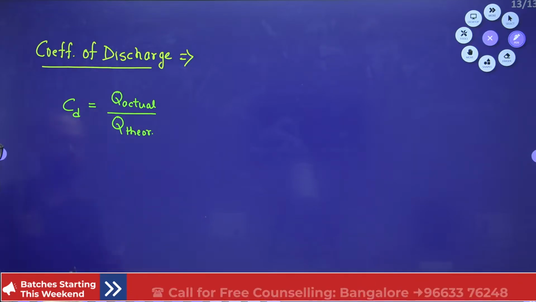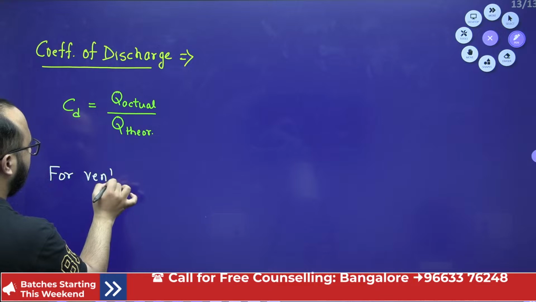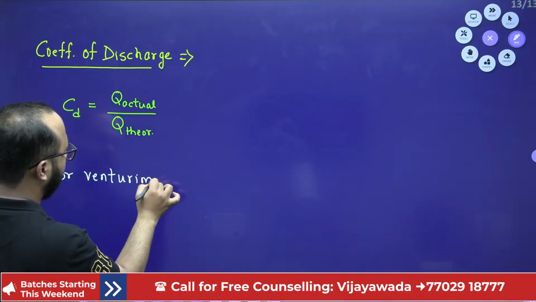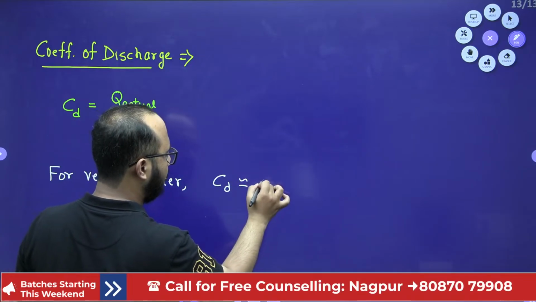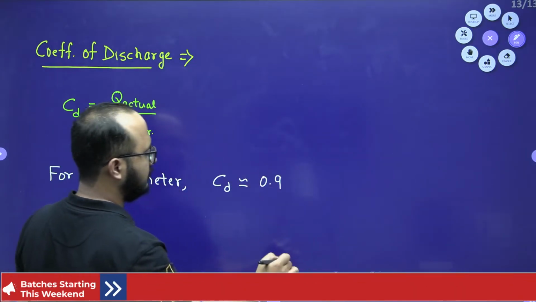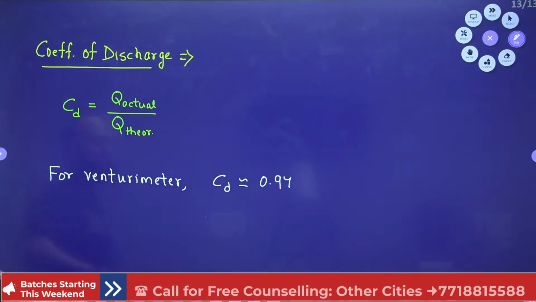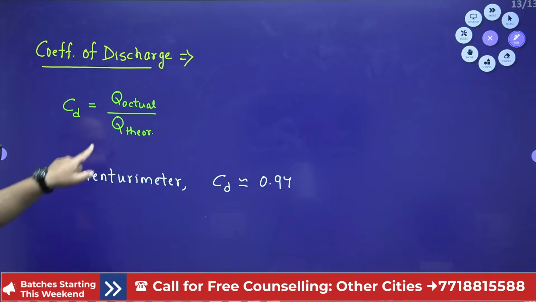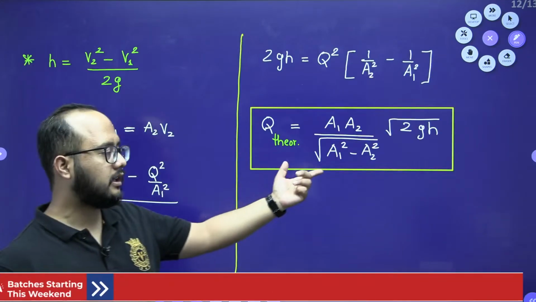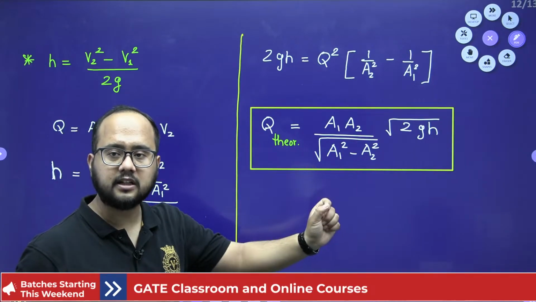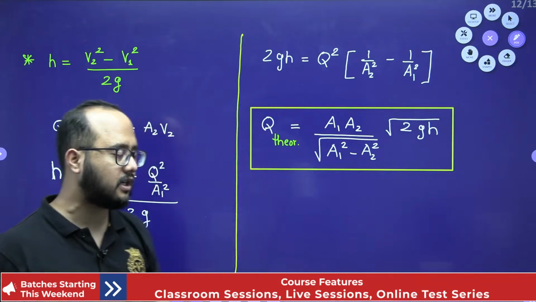Correct. So generally for Venturimeter, CD value generally lies between 0.97 or 0.98. So how you will use CD here? In order to calculate the actual discharge, you need to multiply CD with the theoretical discharge. For the theoretical discharge, this is the formula. For actual discharge, just multiply the theoretical discharge with CD. That is what the coefficient of discharge.